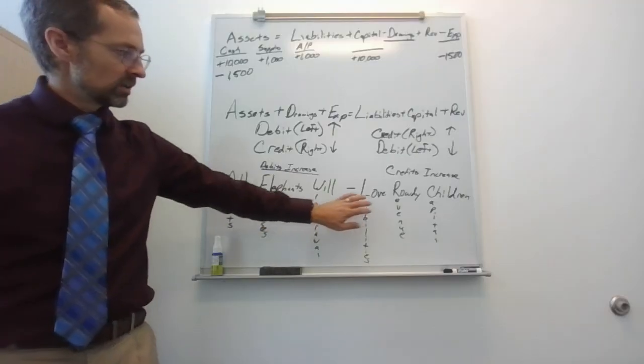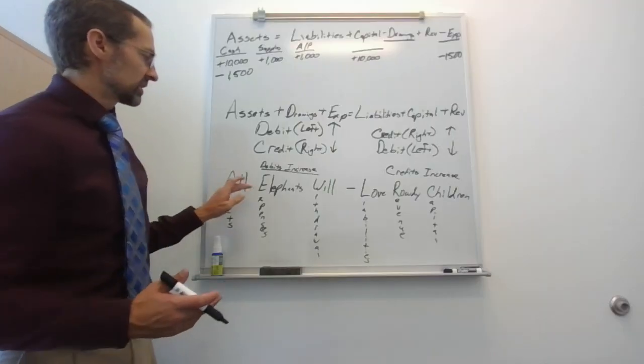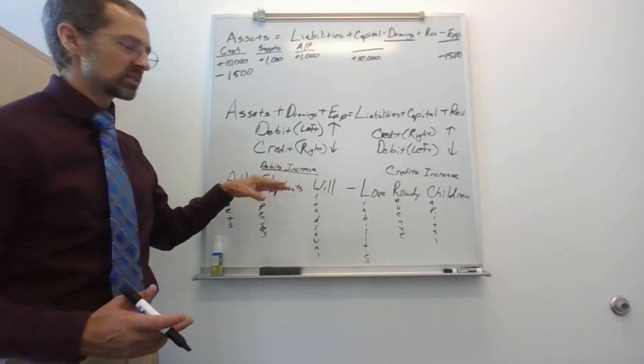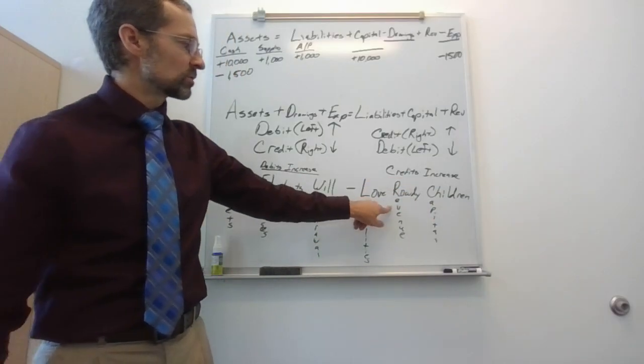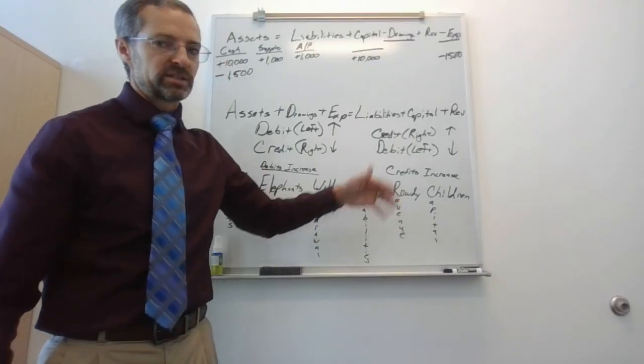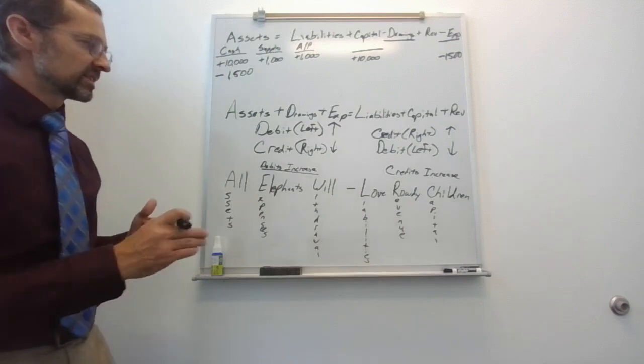All right, so all elephants will love rowdy children. You can remember that phrase. And so assets, expenses, withdrawals, debits increase those on the left side of this phrase. Liabilities, revenue, and capital, credits increase them since they're on the right side of our sentence.